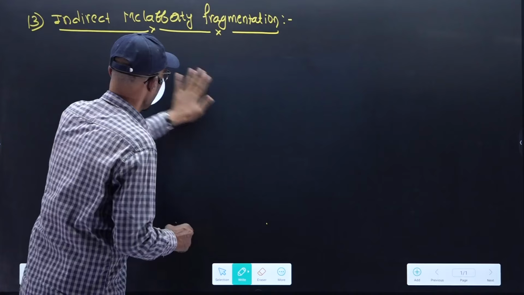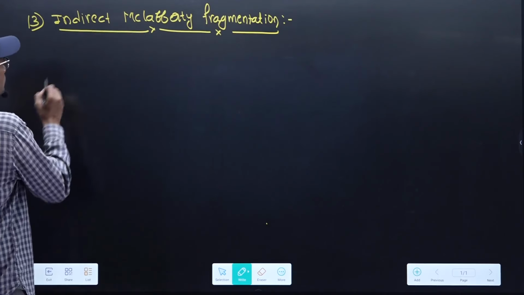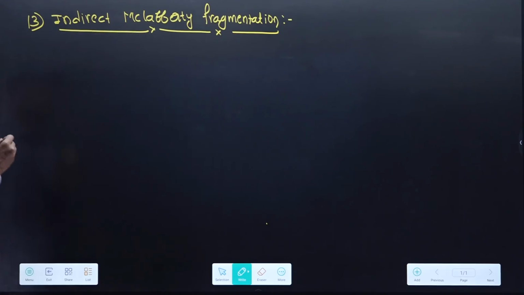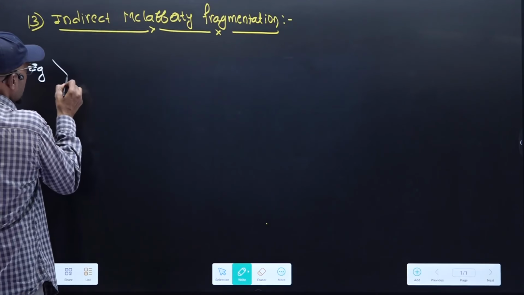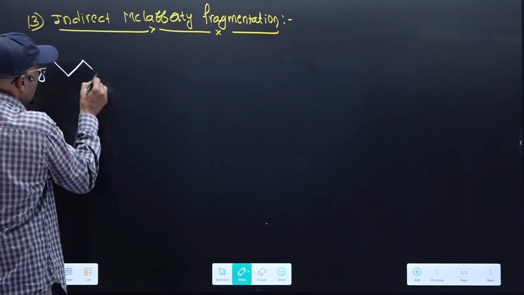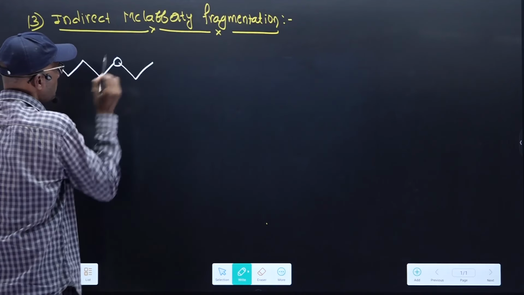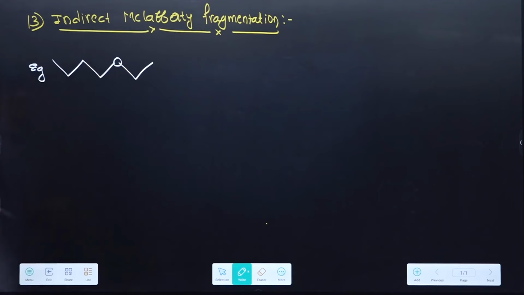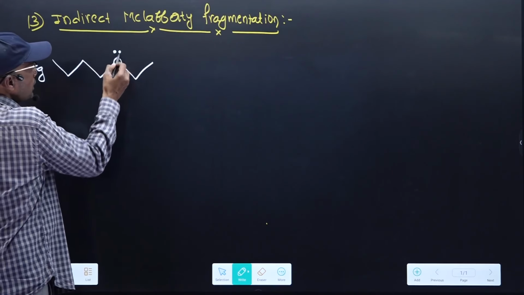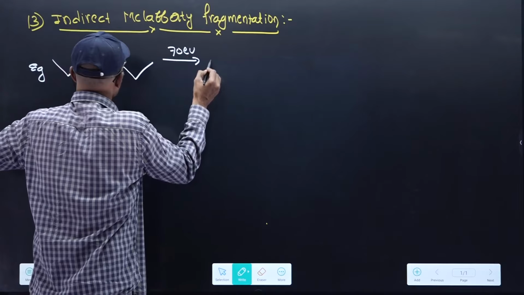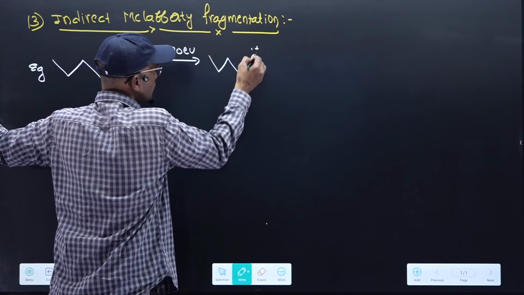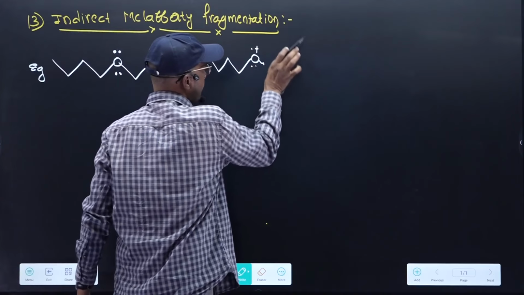So see this. Especially, I am taking a molecule for indirect McLafferty with an oxygen, especially an ether. See, gamma, beta, alpha, oxygen. Here I am giving alpha, beta. Does this molecule undergo McLafferty rearrangement? If I do 70 electron volts, it is impossible to give McLafferty, right? Why?